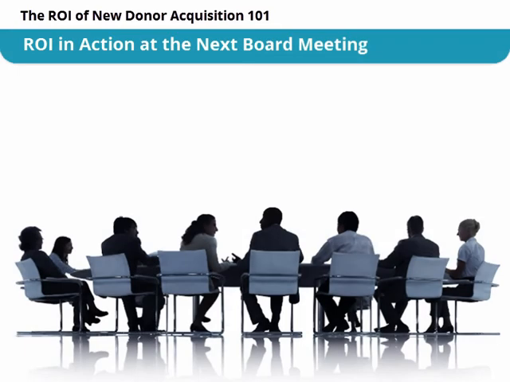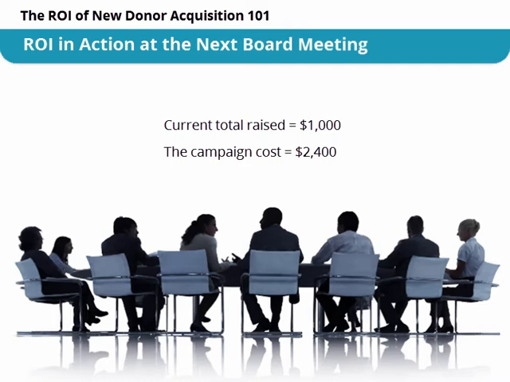Now imagine you've just run a new donor campaign and have been asked to report to the board on the results. After reviewing the campaign itself, you're asked how much these first-time donors actually gave. You can tell them that the current total raised is $1,000. The board treasurer begins to suggest that the expenditures may not have been worthwhile. She notes that the campaign cost $2,400 and did not even make back half of what was spent. She's ready to propose that the campaign should not be repeated.